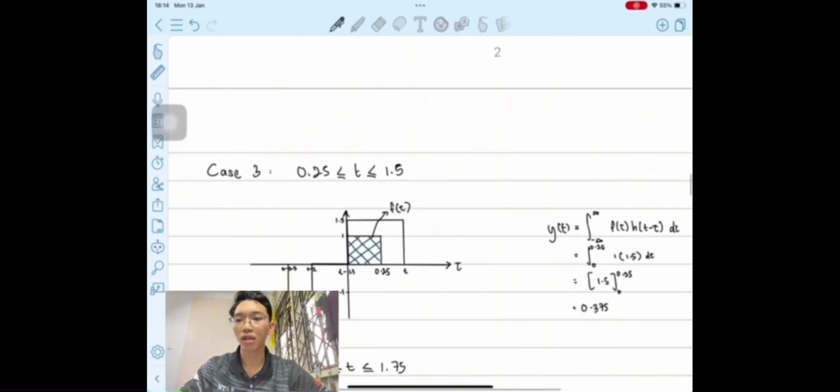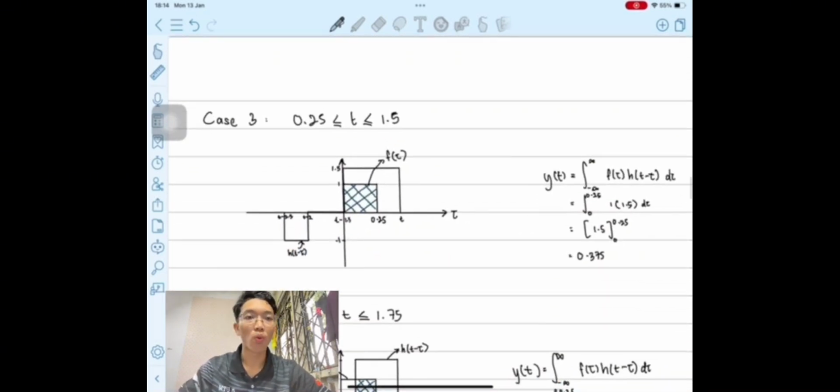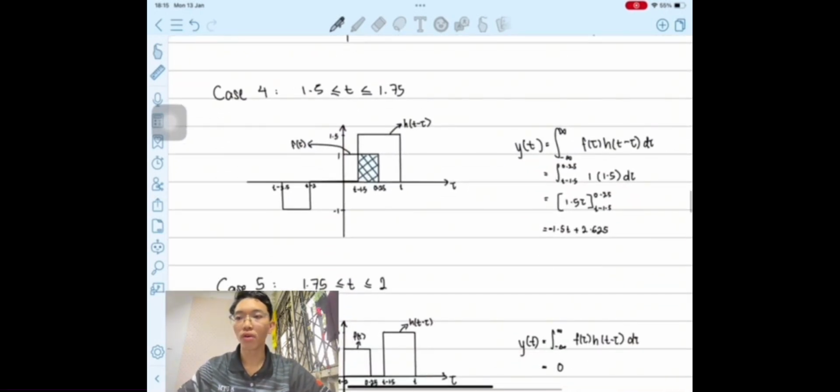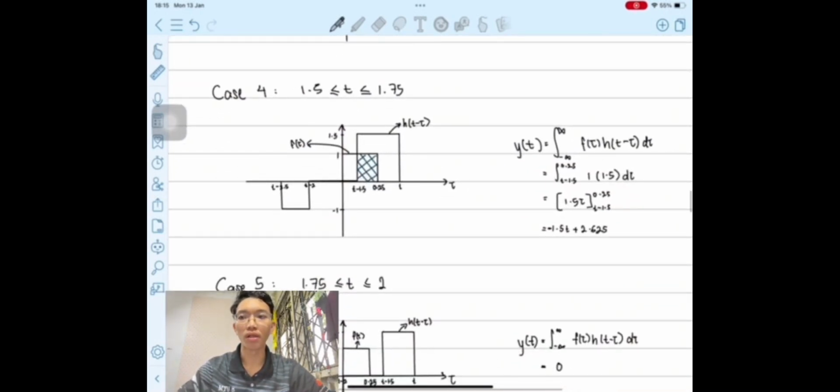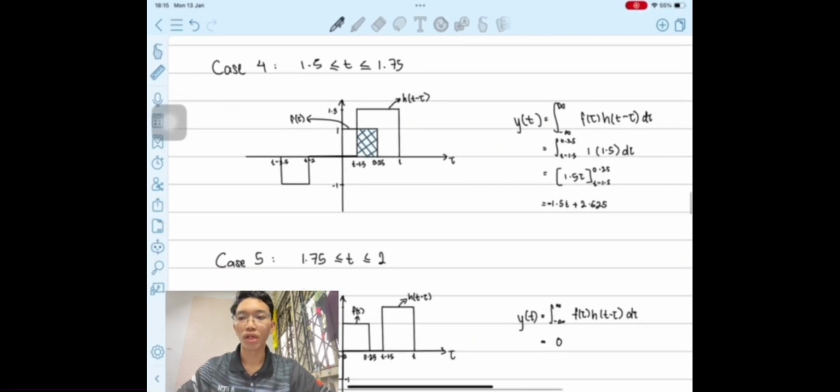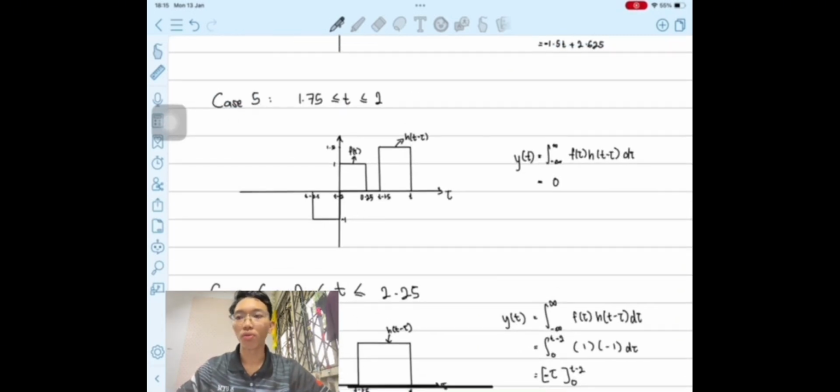Next, for case 3, the range of t is 0.25 until 1.5. We'll get the result of 0.375. Next, for case 4, t from 1.5 until 1.75, we'll get the result of negative 1.5t plus 2.625. For case 5, the range of t is 1.75 until 2.